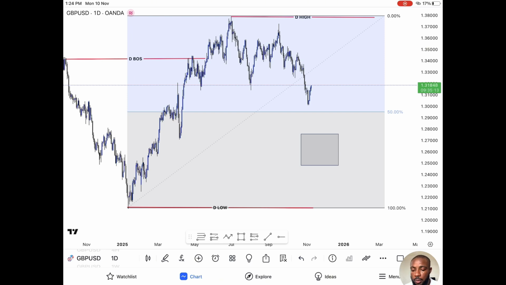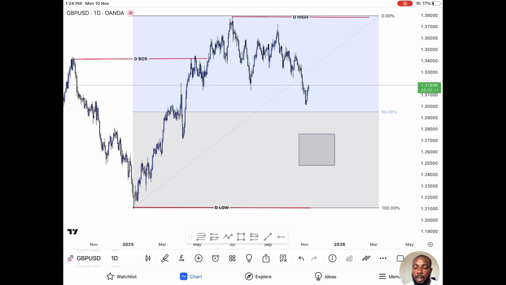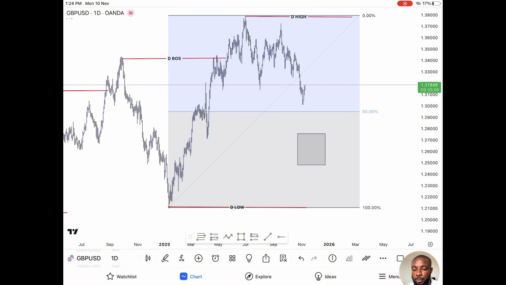Now in this scenario, price is still in a premium area, which means if we are buying in this premium zone, we are buying at a risky area. So before you start looking for buys in this kind of area, you need to be very, very careful, and you need to know your analysis and your strategy before you are able to pull such a thing off.